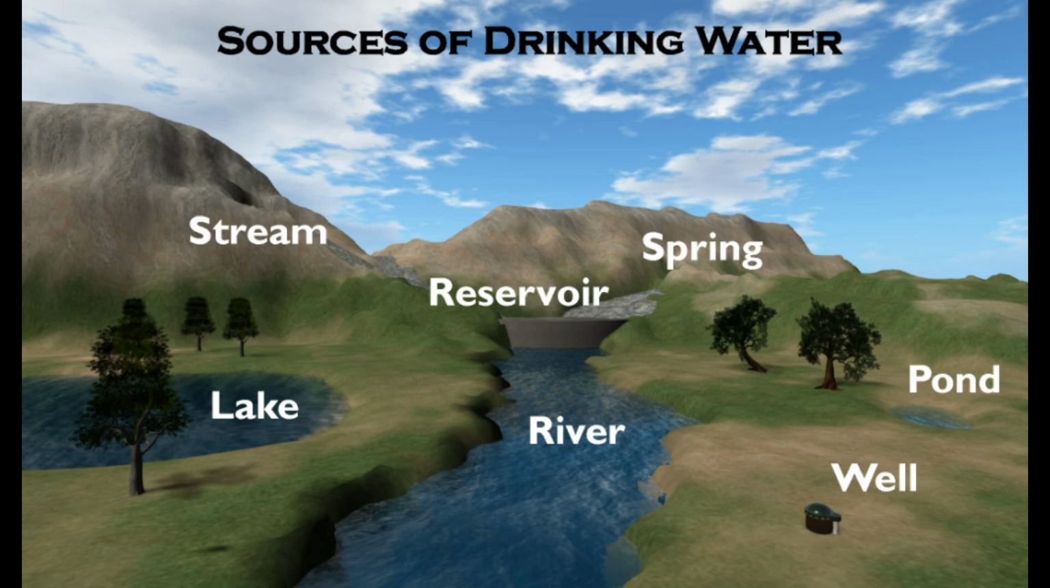Unpolluted surface water of low turbidity may be purified by slow sand filtration alone. Alternatively, rapid sand filtration followed by chlorination can be practiced.